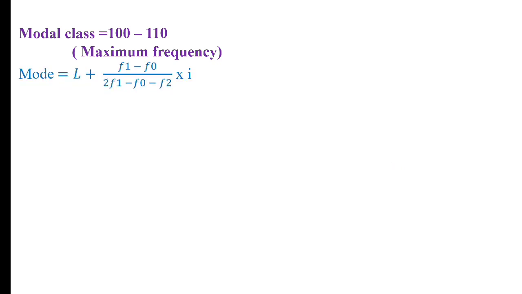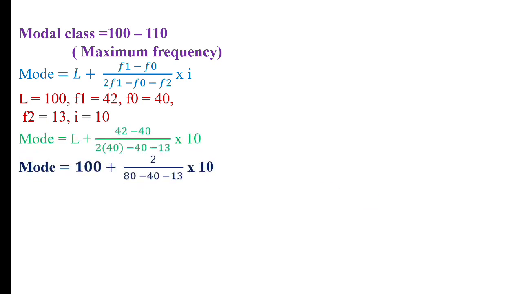The maximum frequency is 42, for that the class interval is 100 to 110. So the L value of the modal class is 100. The mode formula is L plus F1 minus F0 divided by twice F1 minus F0 minus F2, into i. L equals 100, the lower limit of the modal class. F1 equals the maximum frequency. F0 equals the previous frequency of the modal class. F2 equals the next frequency of the modal class, 13. i equals 10.